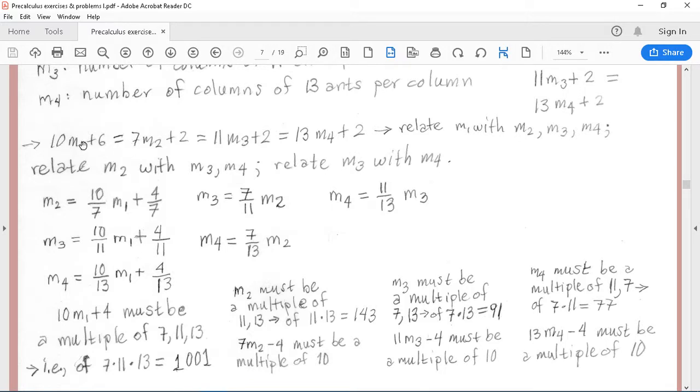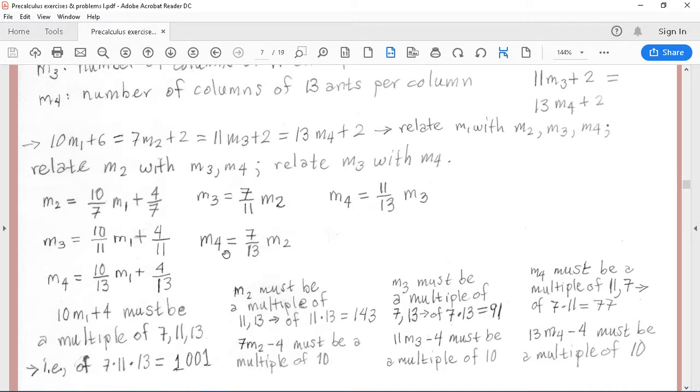Okay, this comes out from simply subtracting this 2 from the 6 and then dividing by 7 to obtain the expression 4 over 7 for M2. For the expression for M3, we'll subtract the 2 here and divide by 11. It gives you this. And for M4, subtract again the 2, which gives you 4 here, and divide by 13.